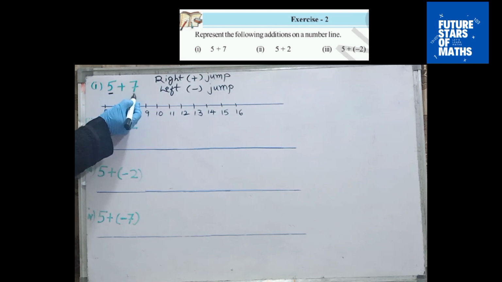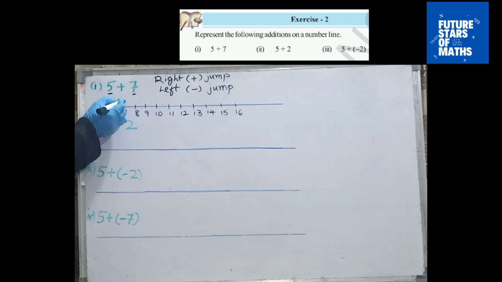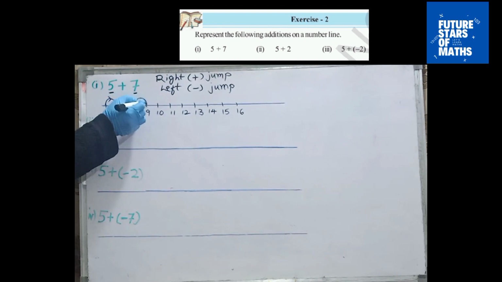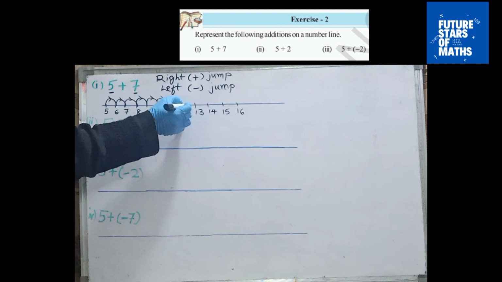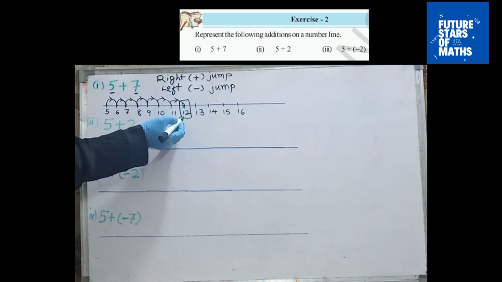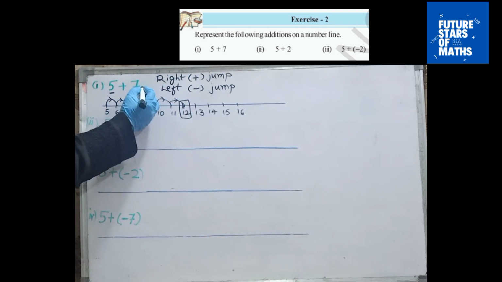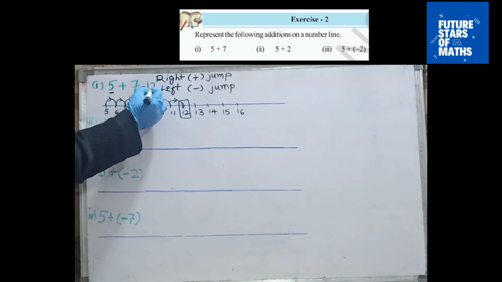Now how many times do I have to jump? I have to jump 7 times from 5. So we are jumping like this: 1, 2, 3, 4, 5, 6, 7. So on 7, what number did we get? We got 12. So 5 plus 7 is equal to 12.